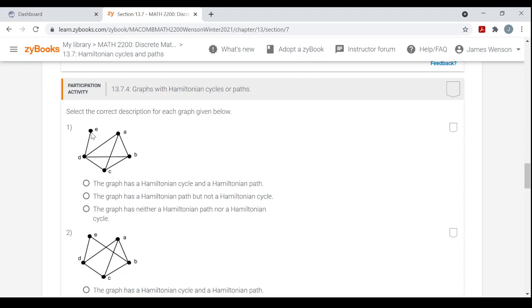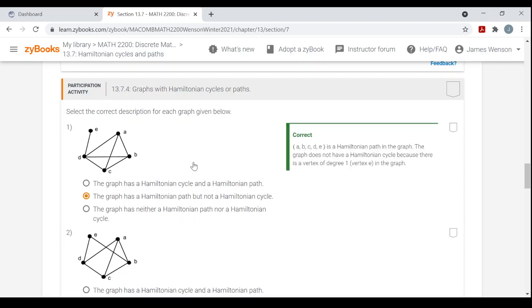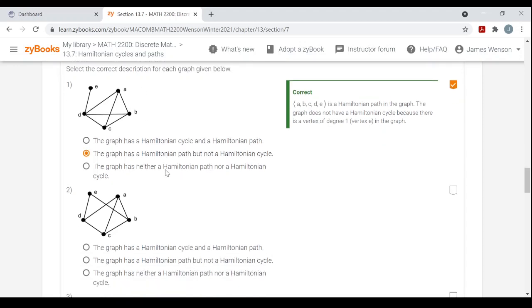But I just showed you a Hamiltonian path. Go E to D to C to B to A, there you go. Every vertex is used exactly once. There's no repeated edges, right? That's a Hamiltonian path. Every single vertex was used. So this graph has a Hamiltonian path, but not a Hamiltonian cycle. They went A, B, C, D, E, same thing. That's a path.